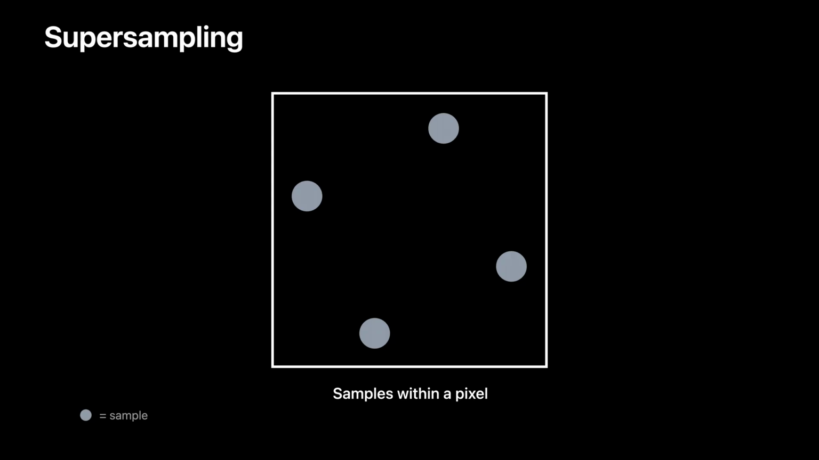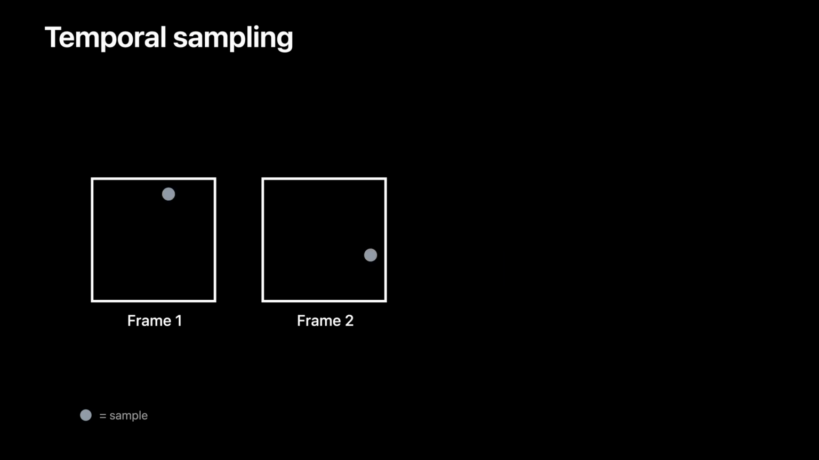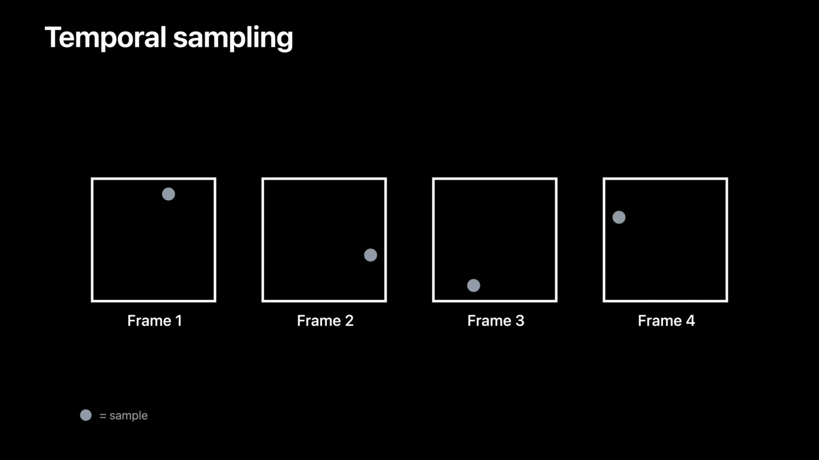Instead of sampling multiple locations per pixel in a single frame, you can perform temporal sampling. Temporal sampling is the concept of rendering a different sample location for all the pixels in a given frame. This enables you to achieve supersampling quality over multiple frames at a significantly lower cost.